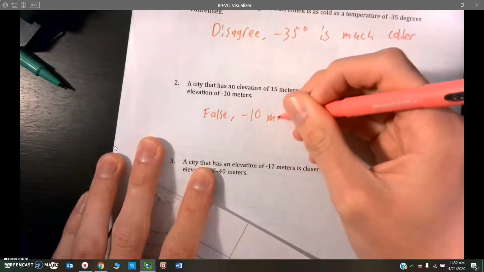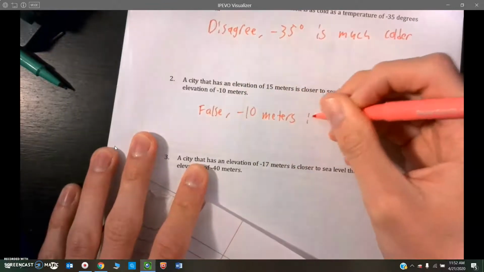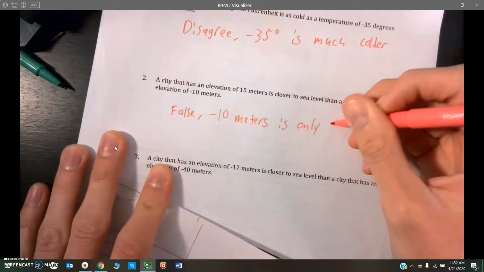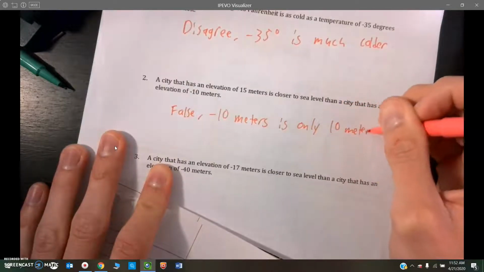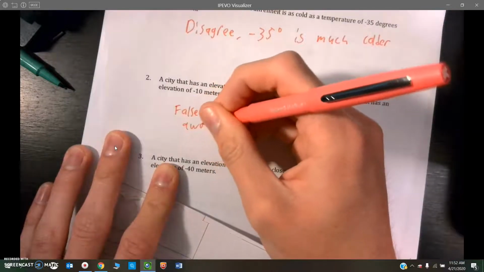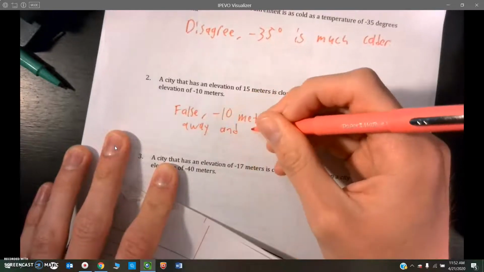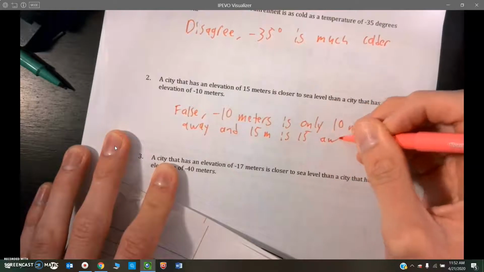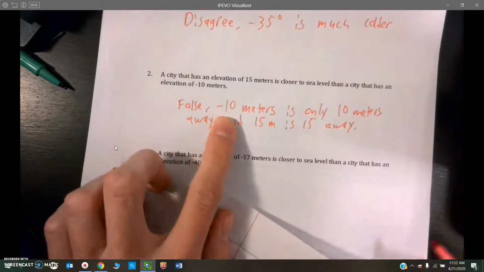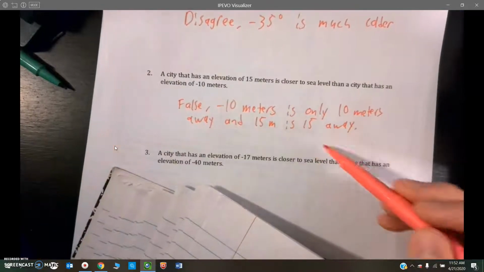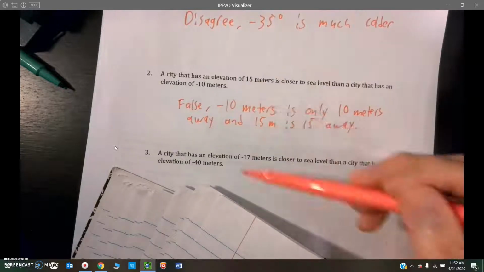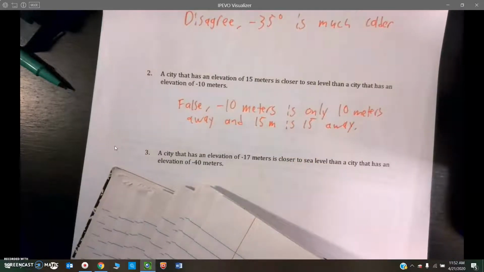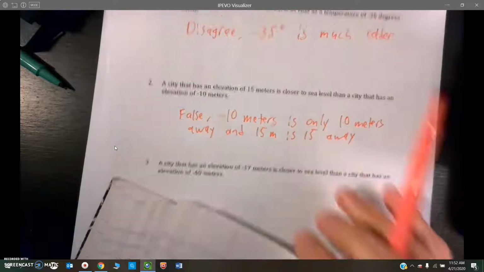Negative 10 meters is only 10 meters away, and 15 meters is 15 away. So once again, pretty easy to see that 10 meters is closer to something than 15. Whether it's positive or negative doesn't matter. All we're talking about is getting to sea level.